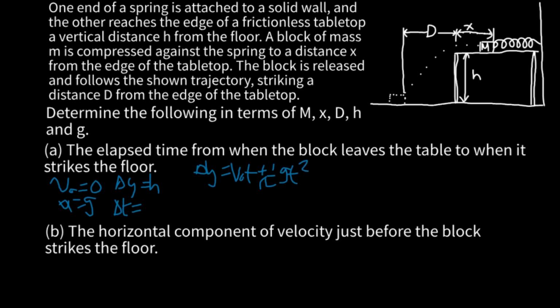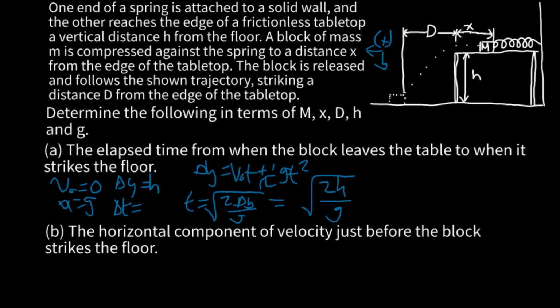Alright, so our initial velocity is 0, so we can just solve for time. t equals the square root of 2 change in y over g. We'll just say downward is positive and to the right is positive. So that'll give us a time of the square root of 2h over g.